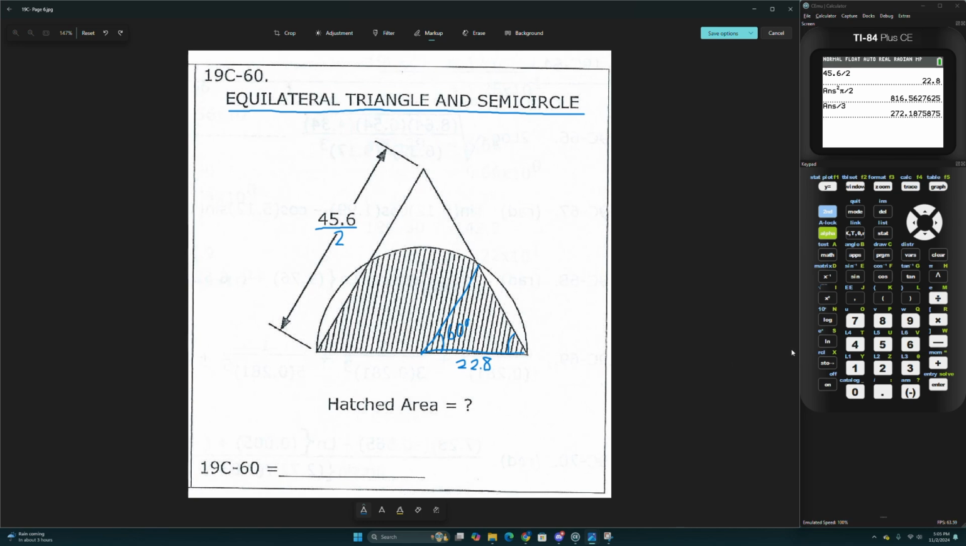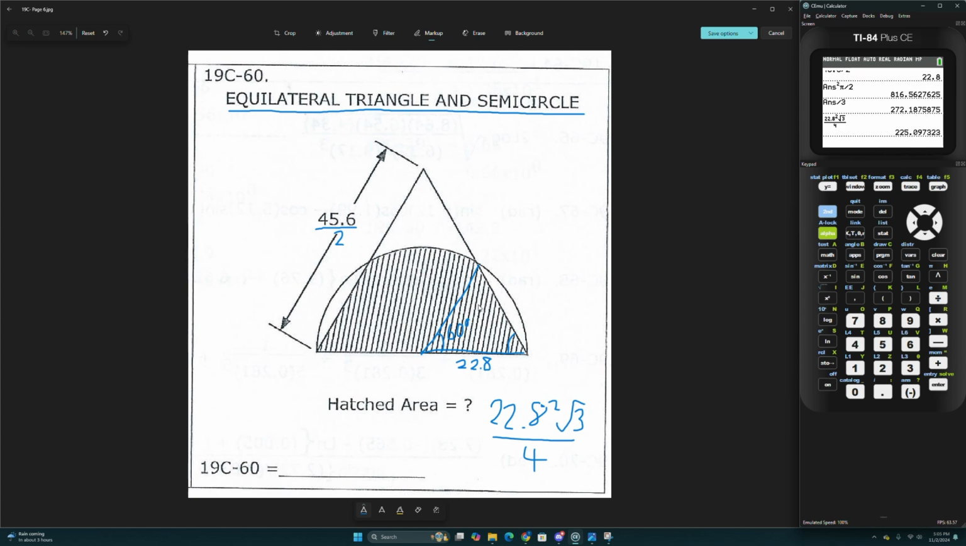In case you don't know, the quick formula for an equilateral triangle's area is the side length, 22.8 squared, times the square root of 3 over 4. So, using that, we could just type that in really quickly. Times the square root of 3 over 4. This is what the area of the triangle is.